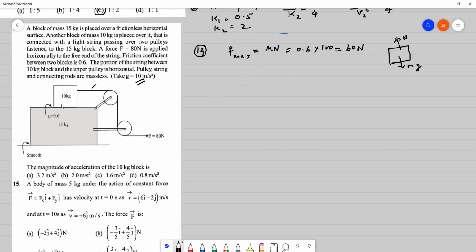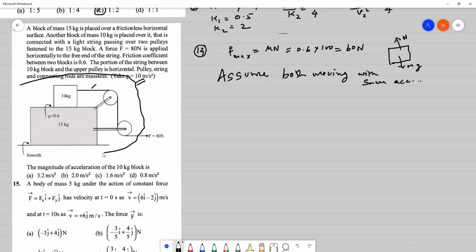Now let us assume that both are moving with the same acceleration. That is an assumption here. Assume both are moving with the same acceleration. If both are moving with the same acceleration, you can take the entire thing as one system.